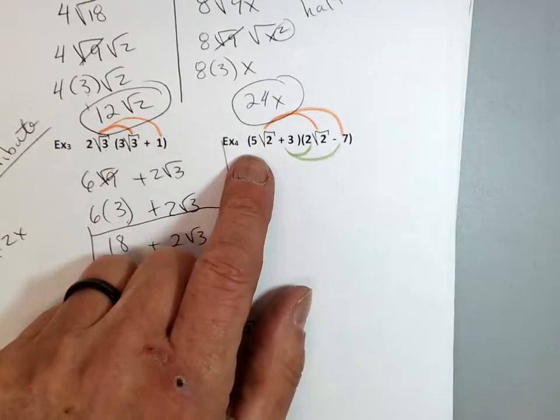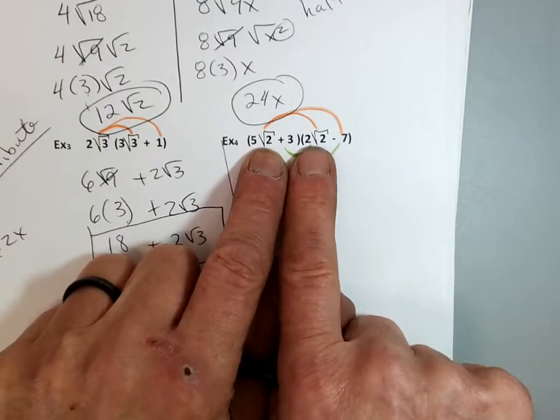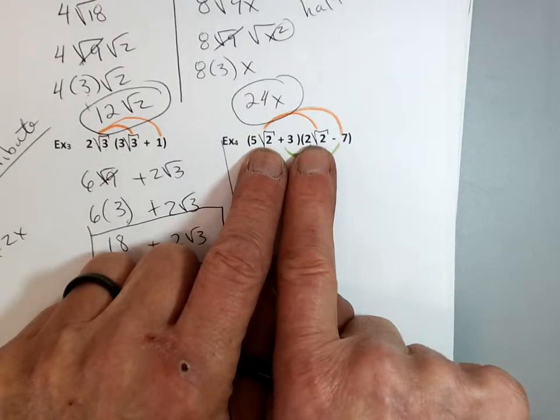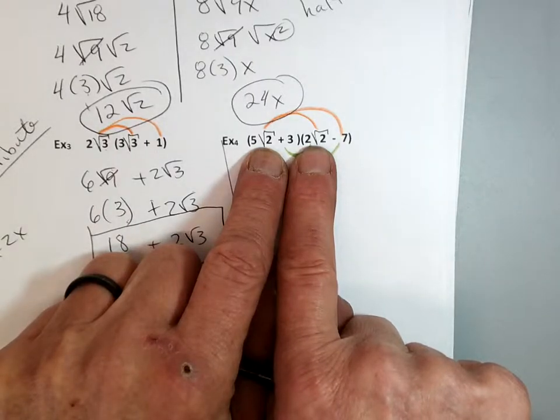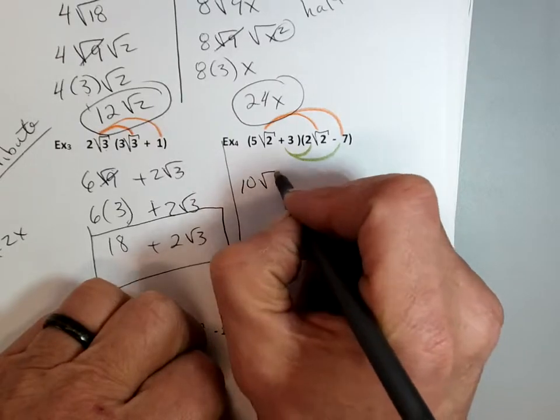So real quickly, watch. I'm going to go 5 square root of 2 with the 2 square root of 2, right? It's going to give me a 10 square root of 4. I'm going to write that down. 10 square root of 4. Okay.